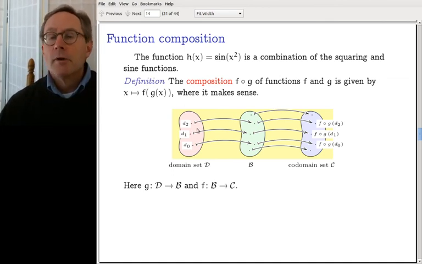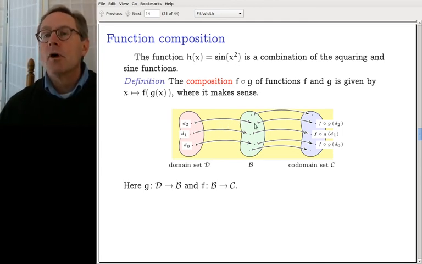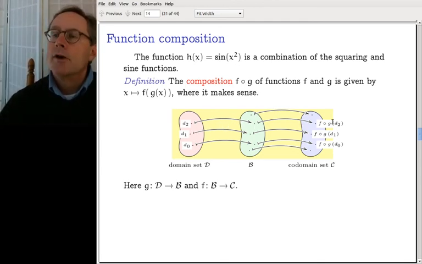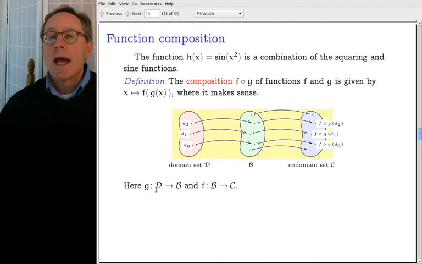This picture. Here is the domain of g. Here it's the codomain of g, but it's also the domain of f, because what comes out of g is going to go into f. And then over here is the codomain of f. So that's what it says down here. g maps D to B, f maps B to C.